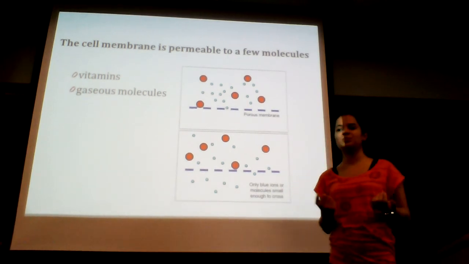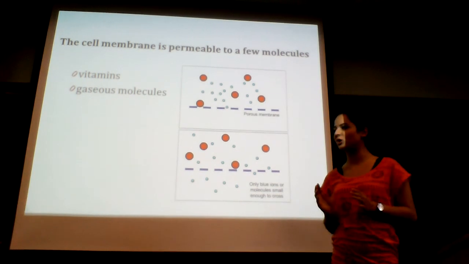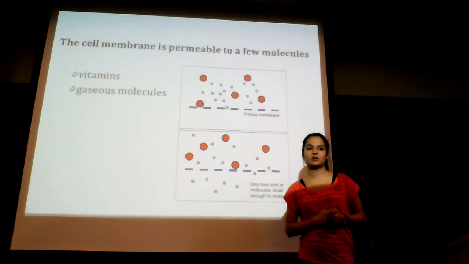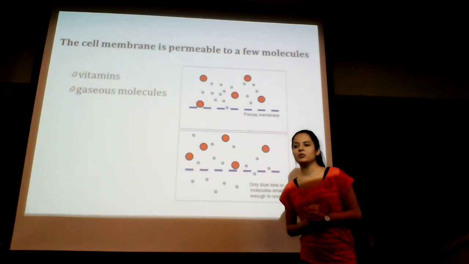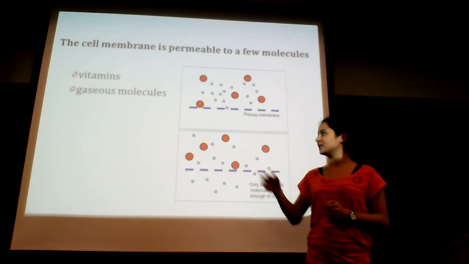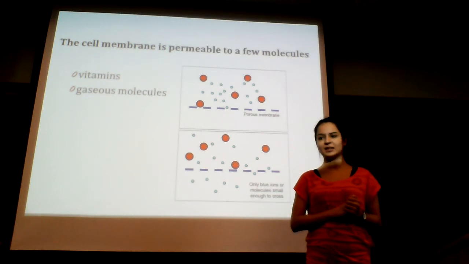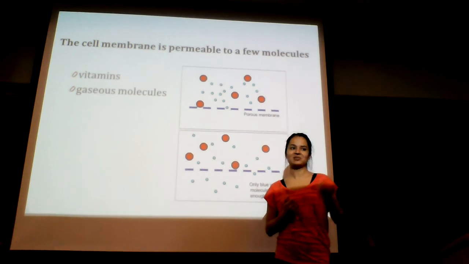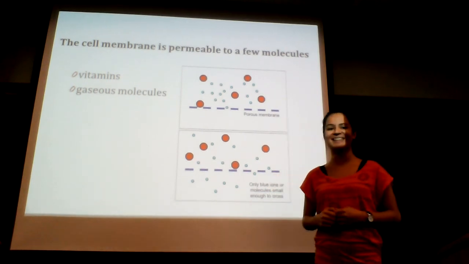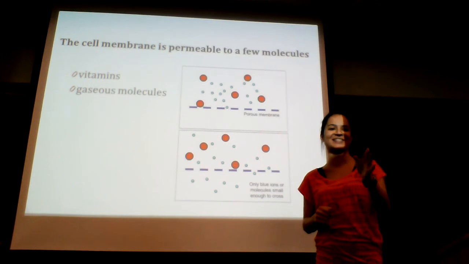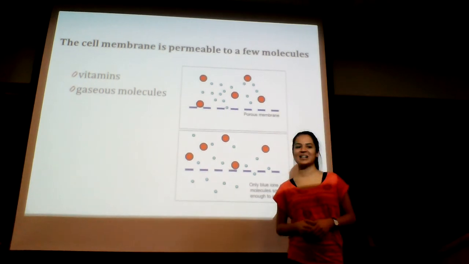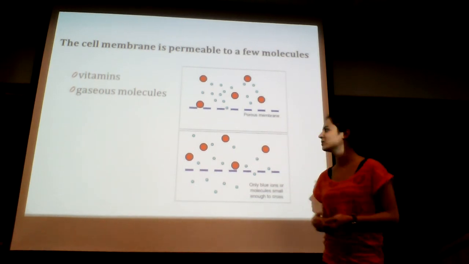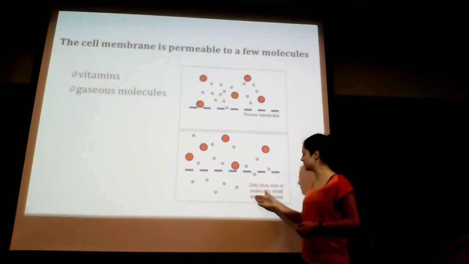The cell membrane is permeable to a few small lipid-soluble molecules like vitamins or some uncharged gaseous molecules. Can you give me any example of these gaseous molecules found in our body? Oxygen. Oxygen, of course. And what else? Nitrogen. Nitrogen. Excellent. And carbon monoxide. Oh, or carbon dioxide. Okay. The cell membrane is permeable to these molecules. In other words, these small molecules can freely pass through the plasma membrane.